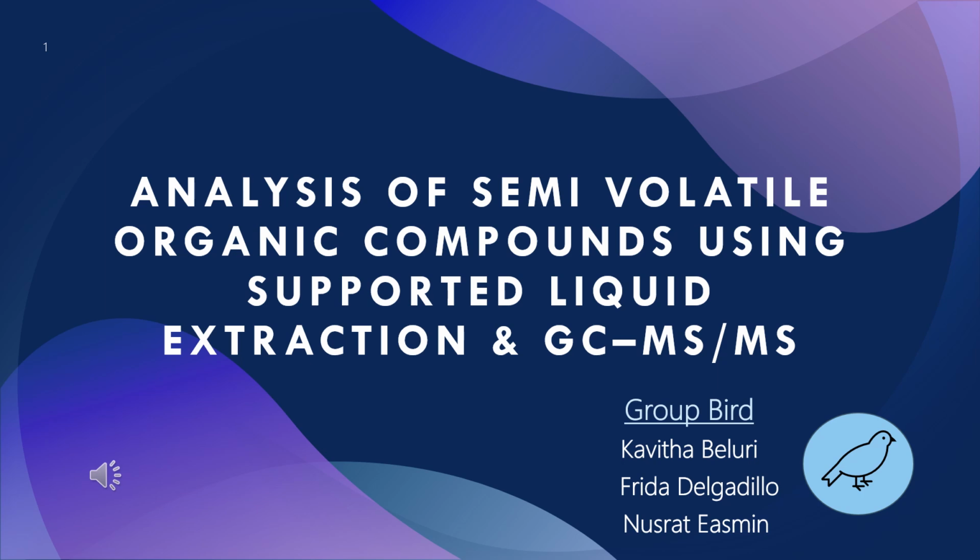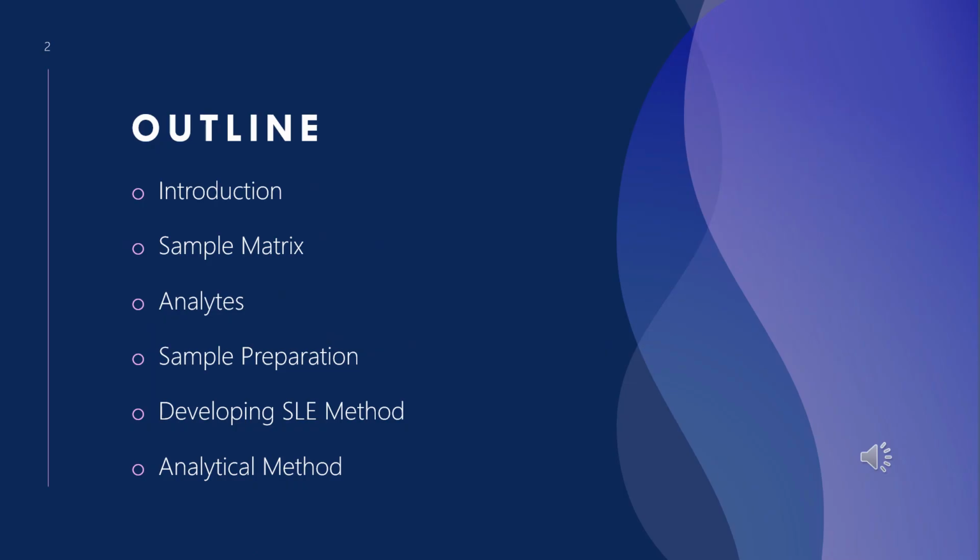Today our group will be discussing the topic of analysis of semi-volatile organic compounds by EPA 625.1 using SLE and tandem mass spectroscopy. The objective of this topic includes determination of SVOCs in industrial wastewater by SLE and tandem mass spectroscopy. We are going to cover this topic under the subtopics Introduction, Sample Preparation, Developing of SLE, and Analytical Methods.